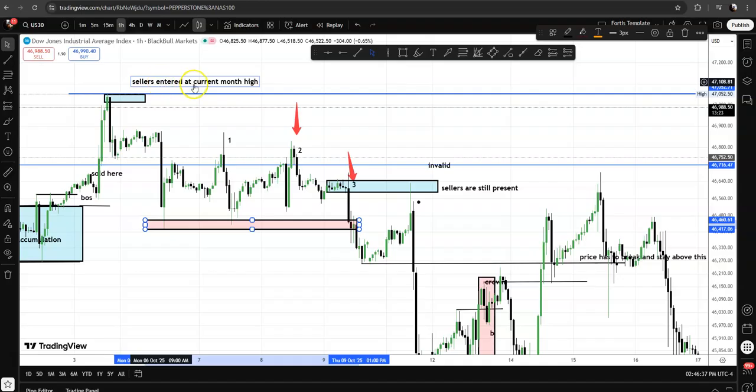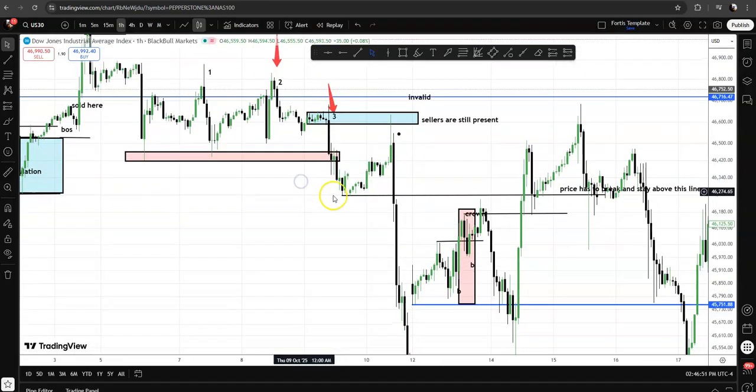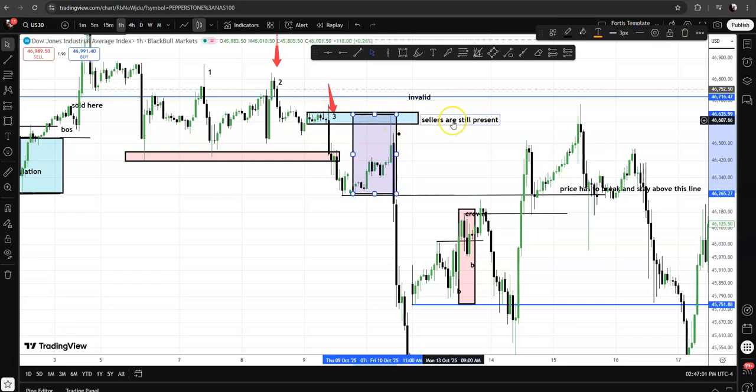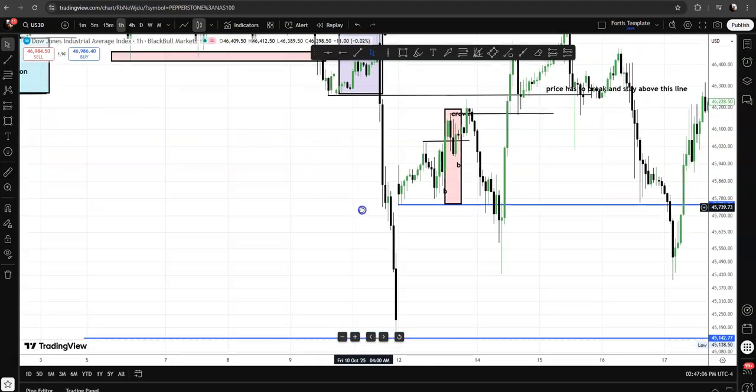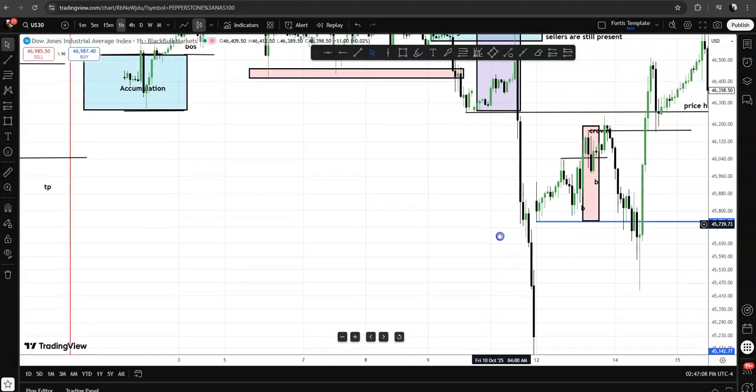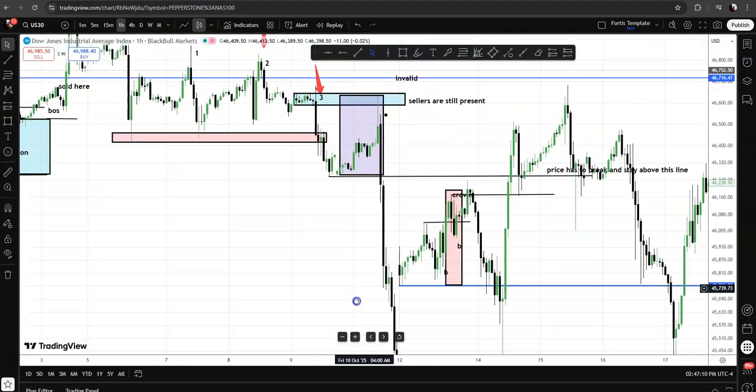So sellers entered at current month high. We got that. We saw the wipeout that took place. 1, 2, 3 price drop model. I'll leave the link to the earlier tutorial in the description below. We saw the model that set up for the traders to buy into this move, and they went right back up into the zone where sellers are still present. And we saw the subsequent drop. What a drop it was. So every single person that was on the previous move got taken out.